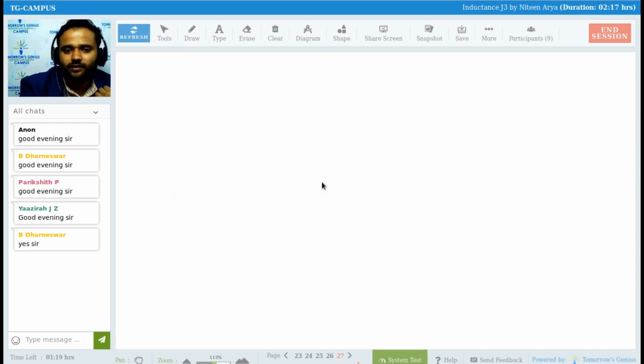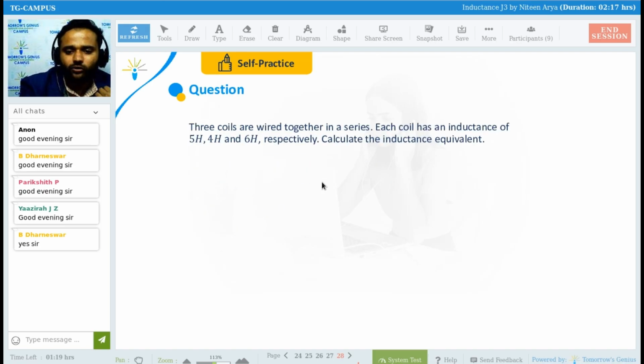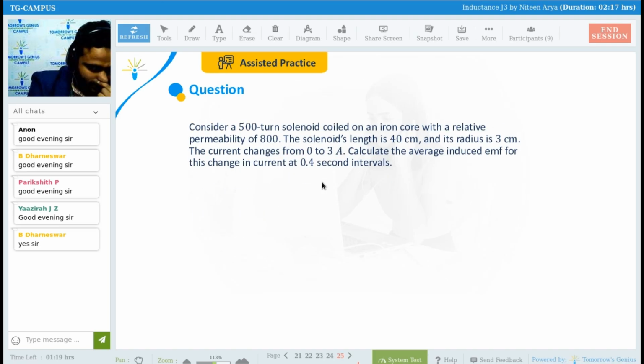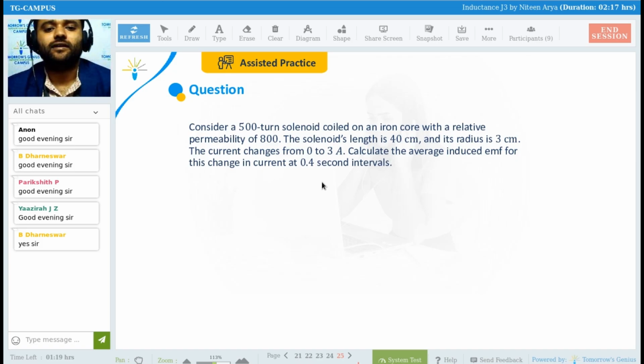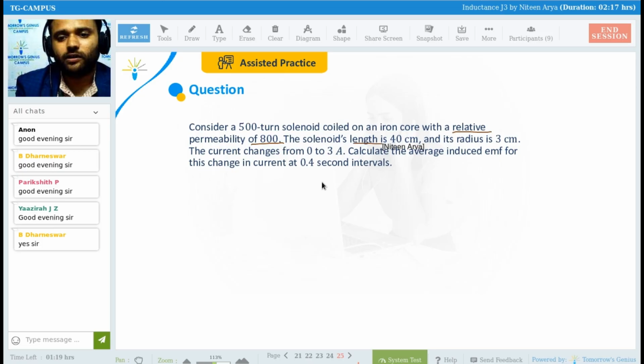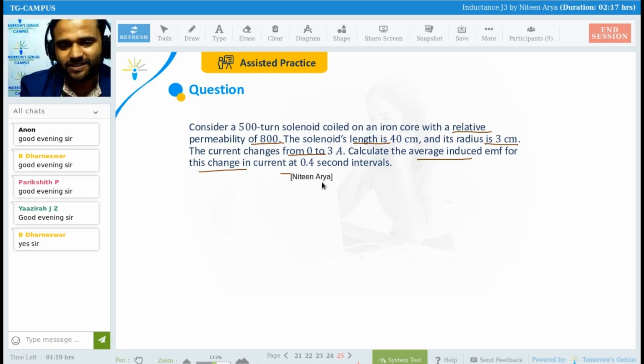Now it is your first question. Try that, and I am going to take a break. That is very easy. Consider a 500-turn solenoid coiled on an iron core with a given relative permeability. The solenoid length is 40 centimeters and its radius is 3 centimeters. The current changes from 0 to 3 amperes. Calculate the average induced EMF for this change in current over a 0.4 second interval. So, very easy question. Try that. If you are not able to, I am going to explain it.